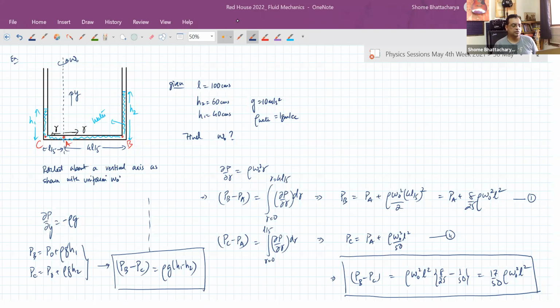Yes, Naman, I'll check the answer numerically for you, but if you use the same method. Interestingly, we did not even need the value of the density of water, right? In other words, if we rotate this with a certain omega, the height difference between the two columns will be independent of what liquid is used. The density of the liquid will not play a role.